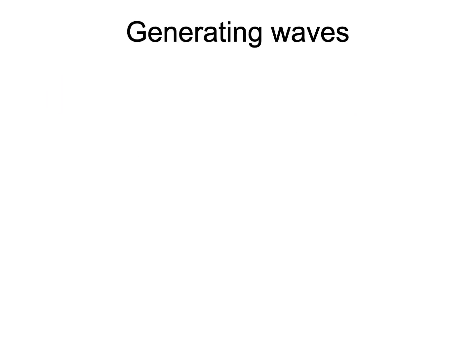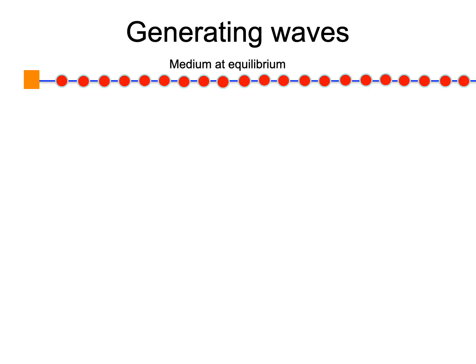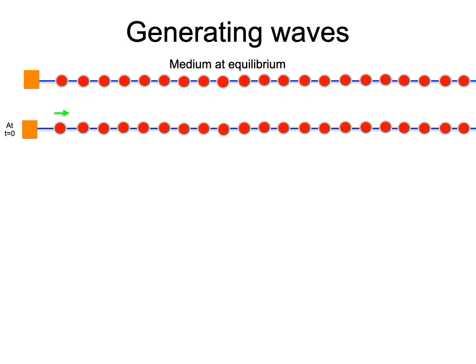For comparison purposes, let us first show a medium at equilibrium. We will set the time origin after the piston has given a strong kick to the first puck, before it sets into its back and forth motion. At that time, the first puck has a maximum velocity, but it is still basically at the equilibrium position. The green arrow above a puck will represent its velocity.